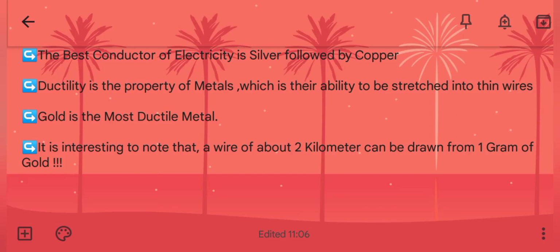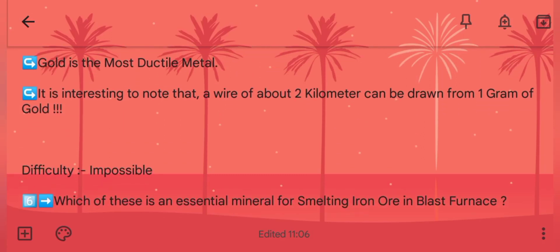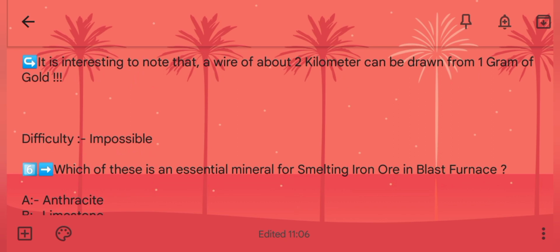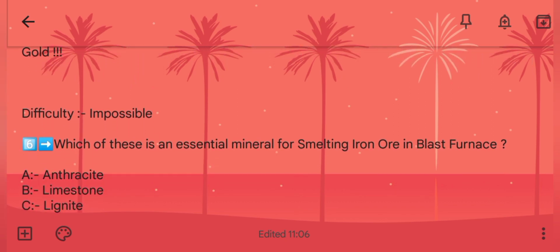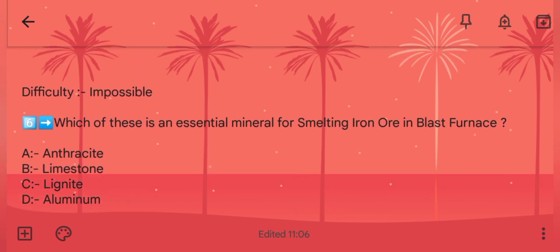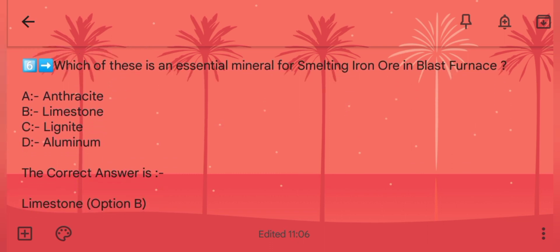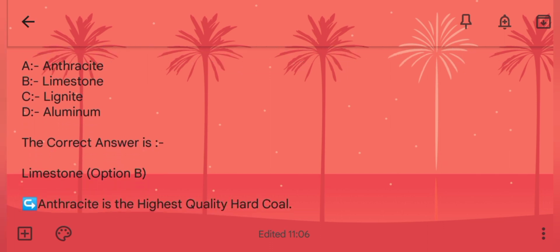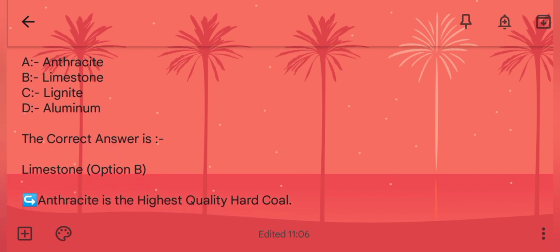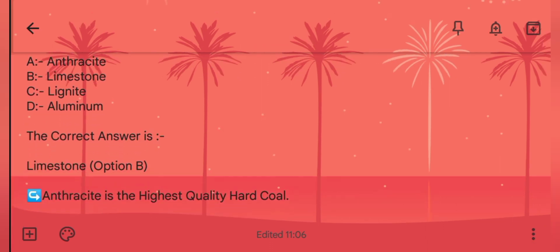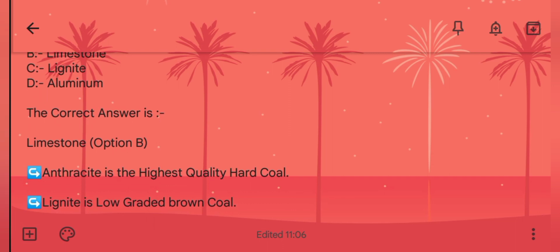Now let's move on to an impossible difficulty question, which is, which of these is an essential mineral for smelting iron ore in a blast furnace? Option A, anthracite, B, limestone, C, lignite, or D, aluminium. The correct answer to this question is limestone, or option B. Yeah, so anthracite is the highest quality hard coal and lignite is low grade brown coal.